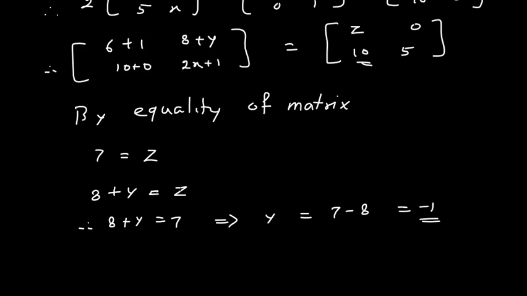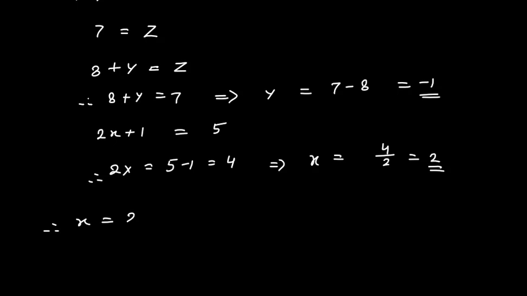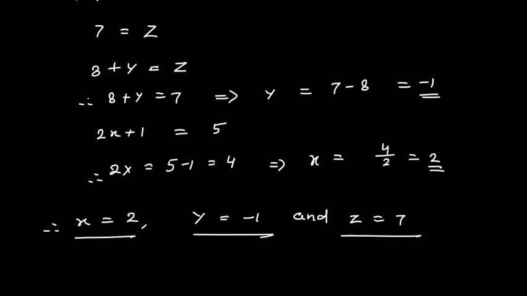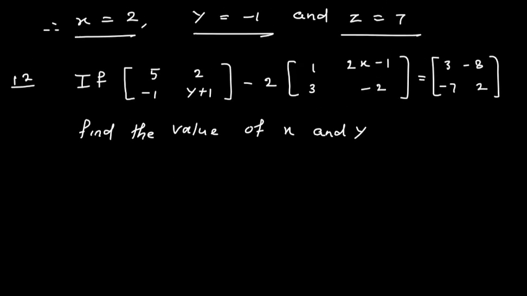Now this 2x plus 1. After comparing we get 2x plus 1 is equal to 5. So this will give me the value of 2x as 5 minus 1, which is 4. And from here we get the value of x is 4 divided by 2, which is 2. Okay, so therefore we have x is 2, y is minus 1, and z is 7. So the values of x, y and z we got. Okay, now next problem. Now here is the 12th question.